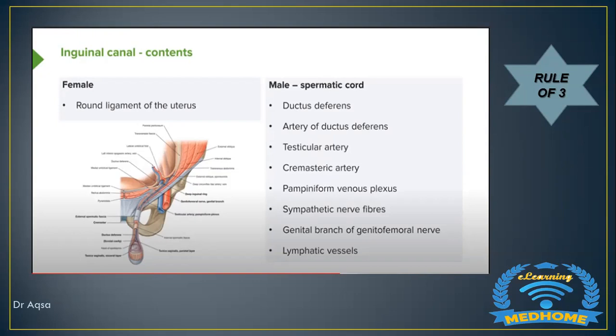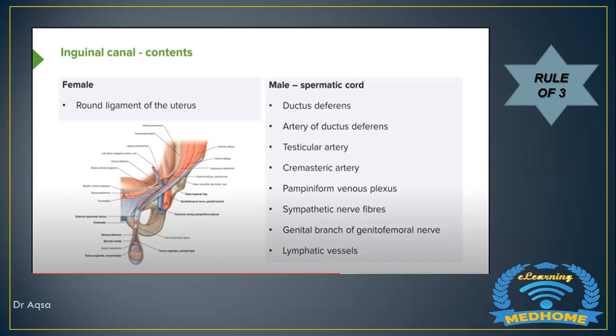Now coming to the 3 nerves, we have ilioinguinal nerve, we have cremasteric nerve, and we have the sympathetic nerves, sympathetic nerve fibers. So we have 3 nerves, that is ilioinguinal nerve, the cremasteric nerve, and the sympathetic nerve. Now what are the other 3 structures? Number 1 is the vas deferens or the ductus deferens, and secondly we have pampiniform venous plexus, and the third we have the lymphatic vessels. So rule of 3: 3 arteries, 3 nerves, and 3 other structures.